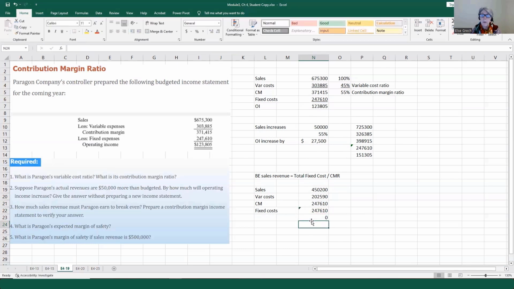We don't even have to do this. We already know it's going to be 0. So my operating income is equal to 0. But we already knew that was going to happen because we did the first question, 14-13, right? What is the company's expected margin of safety?